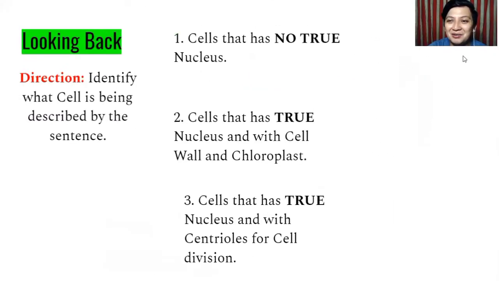So this part, as our looking back, what we have to do is to identify what cell is being described by the sentence. So are you ready? It is based on what we have discussed last time. So number 1, cells that has no true nucleus. Any idea? Can you guess?